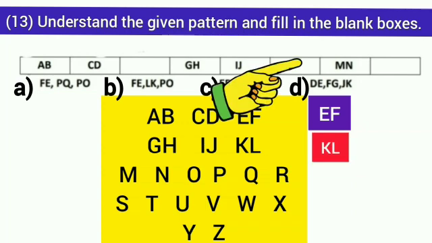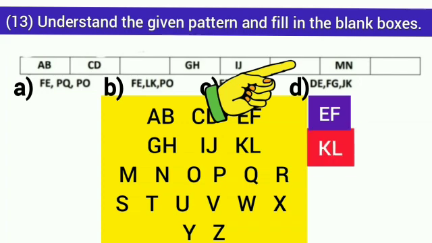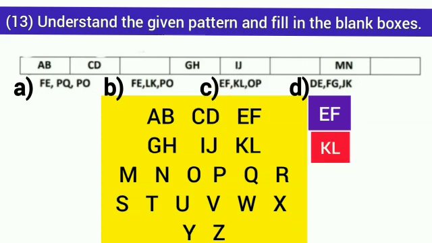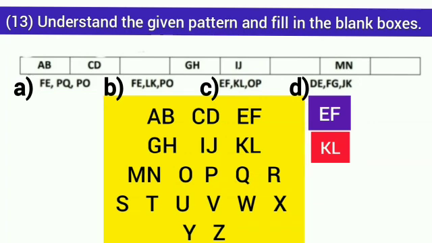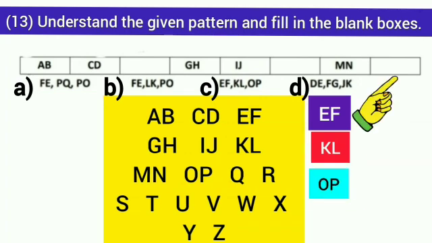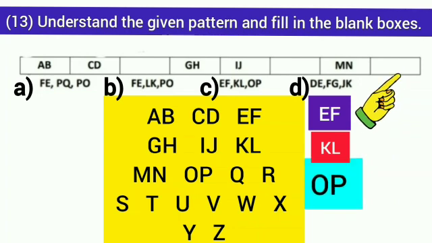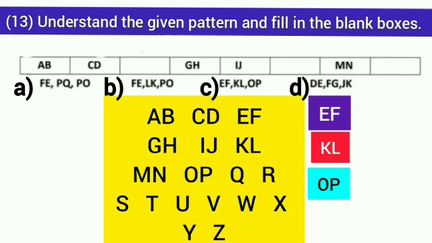It means in the second blank box, KL will come. Next group is MN. After MN, there will be OP. In the third blank box, OP will come. All these groups are given on option C, so we will put tick on option C.